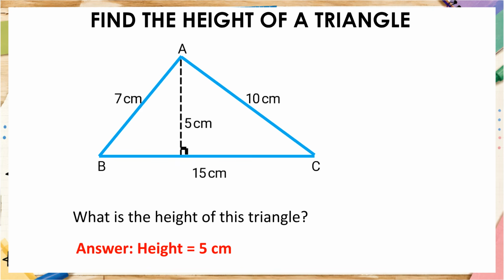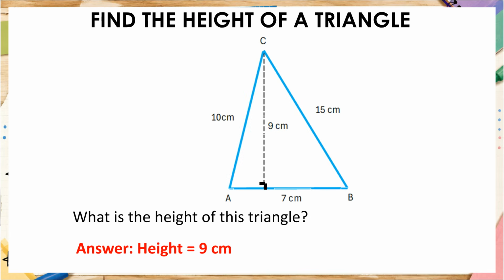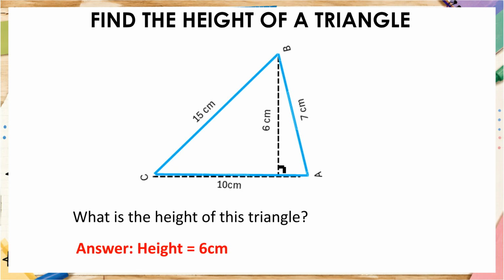In this triangle, we can see the perpendicular height is 5 centimeters. Here is another example. By identifying the perpendicular line from the vertex, we find the height is 9 centimeters. In this final example, the identified height of the triangle is 6 centimeters.